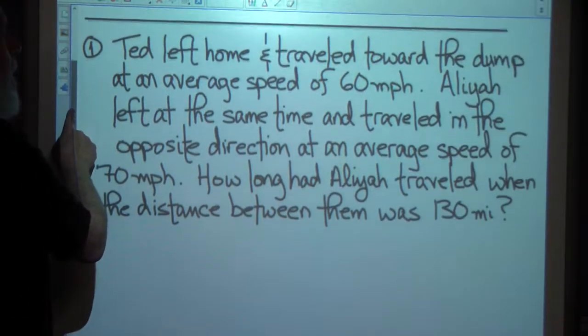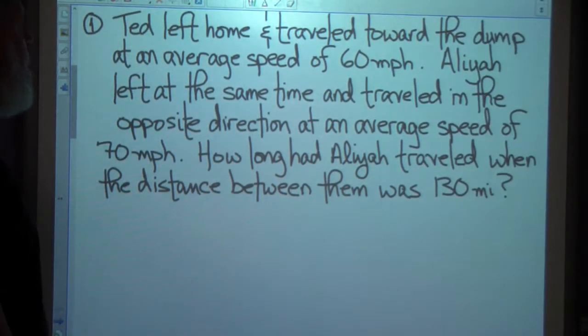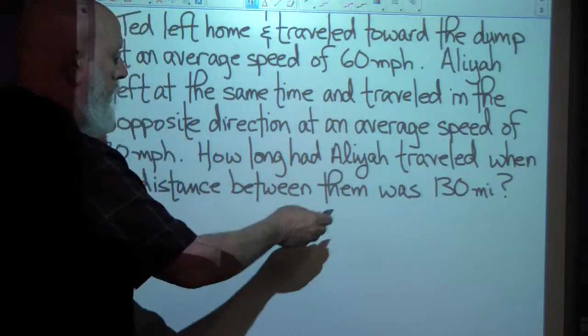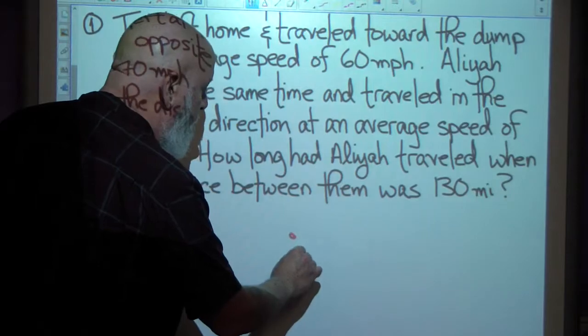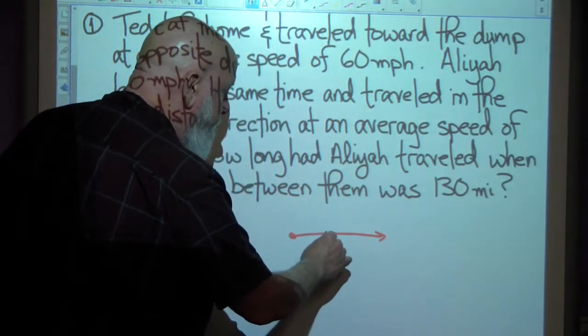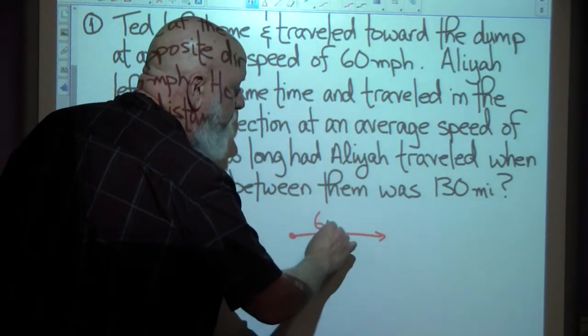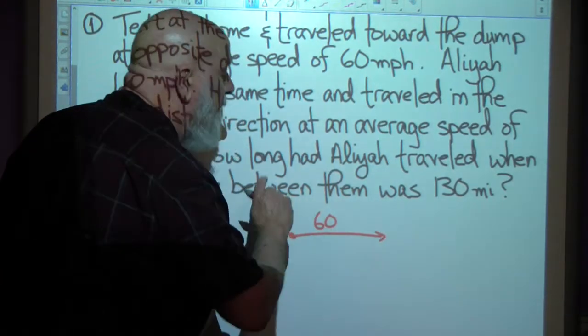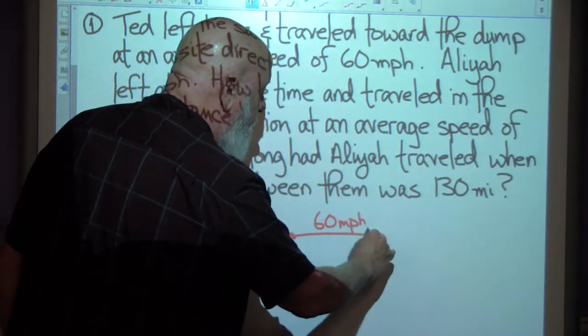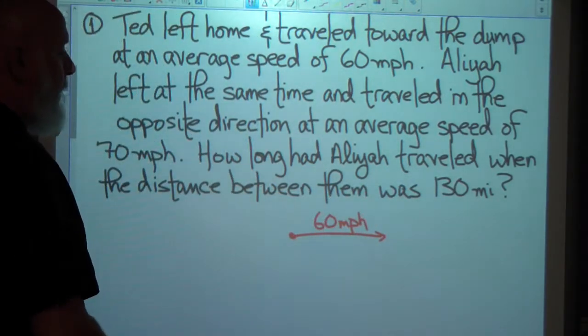It says Ted left home and traveled toward the dump at an average speed of 60 miles an hour. So we don't know which direction he went. I'm just going to say he started here. Let's say the dump is that direction, and he's going 60 miles an hour. Now this is nothing more than an indication of direction. That direction, 60 miles an hour.